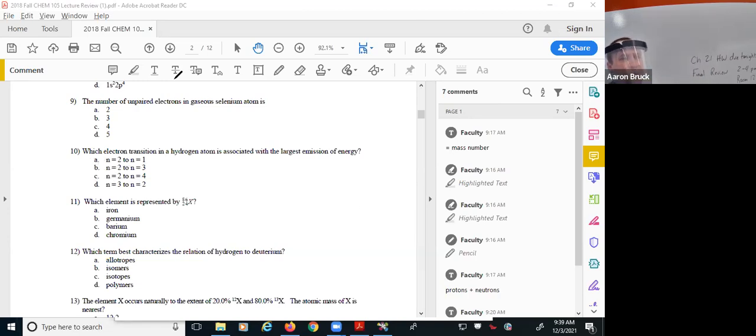All right, number 12 is a quick one. What term best relates hydrogen and deuterium to each other?